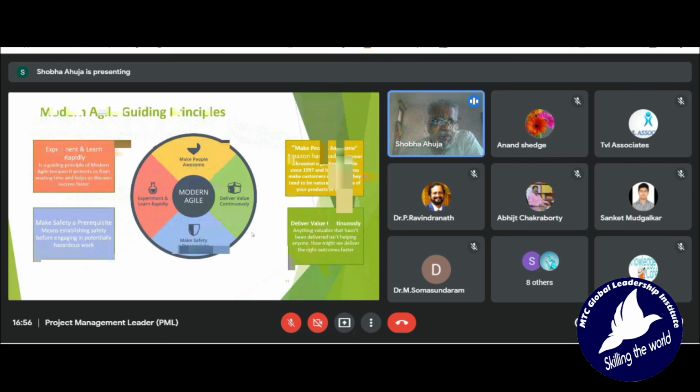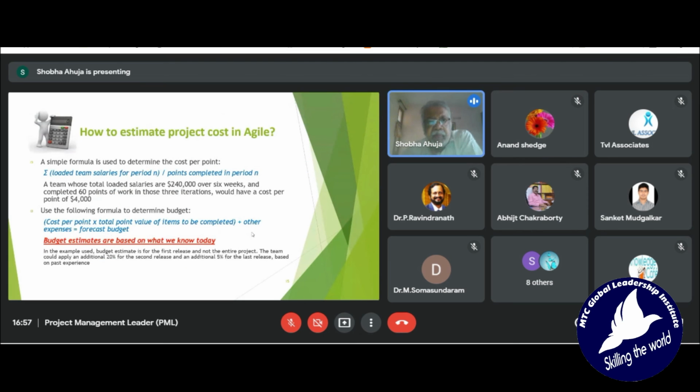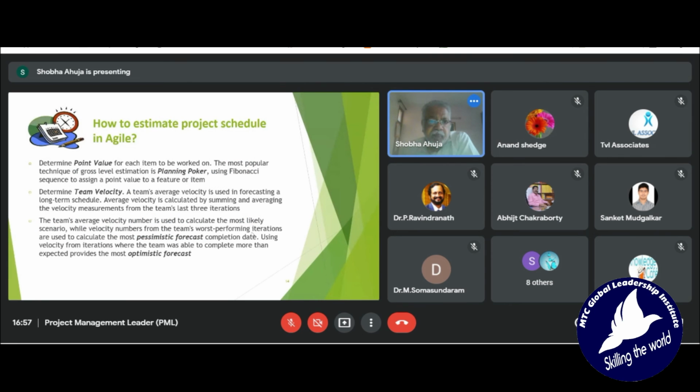Okay, chalo. These are all prompts. How do I do that? These are all the questions that come. How to estimate project cost in Agile? How to estimate project schedule in Agile? So these are all terms related to this subject. It's a subject of its own.